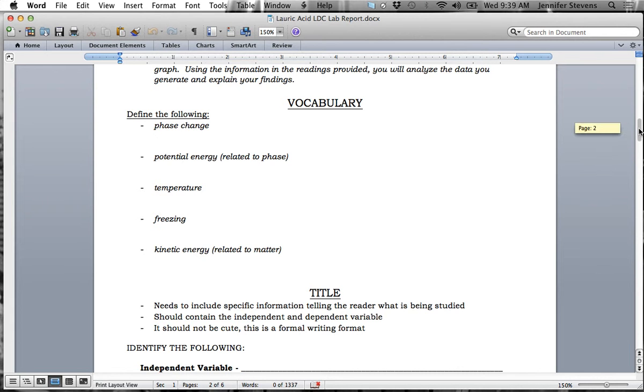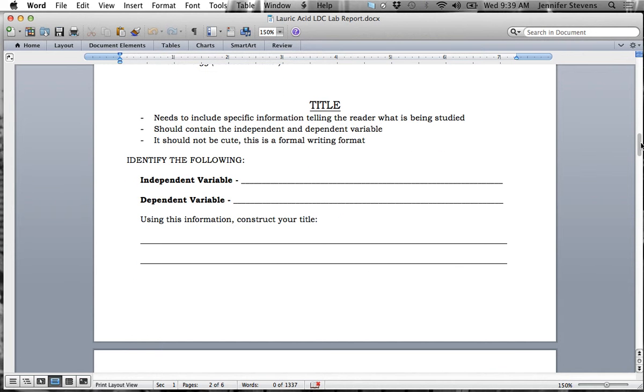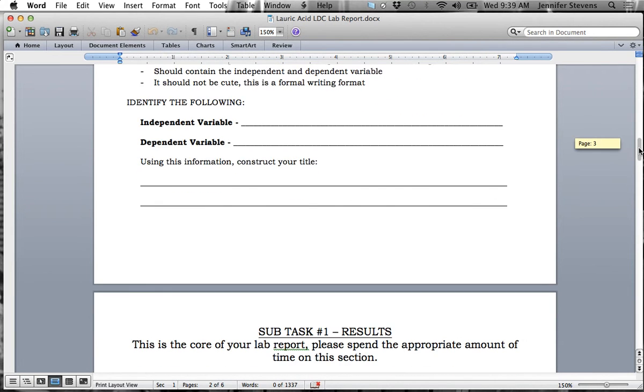All right, so where we really get started with the lab report is with the title. This is just kind of review in terms of how we make good titles. Remember, this is not cute. This should be a formal writing format, and it needs to include both the independent and dependent variable. If you can't remember my cheat way of creating a good title, make sure you go back and look at your data table and graph stuff from Unit 2. So you want to identify the independent and dependent variable, and then you are going to construct your title. That title will be the opening portion of your lab report.